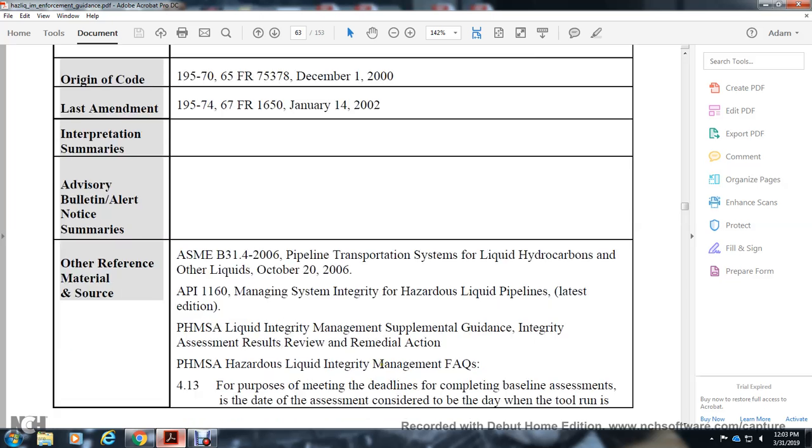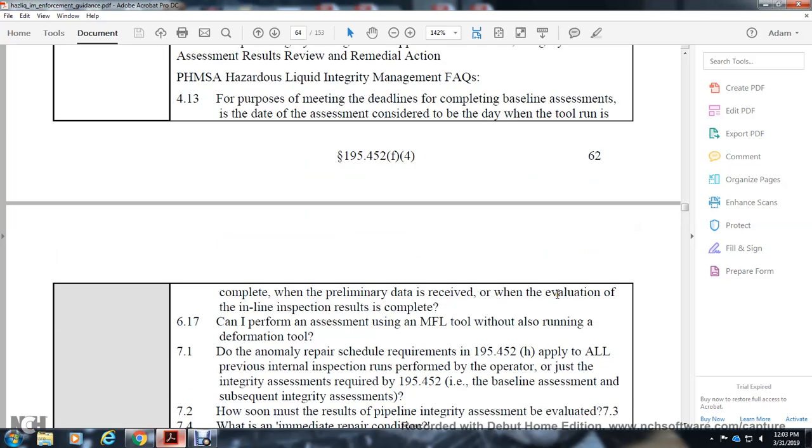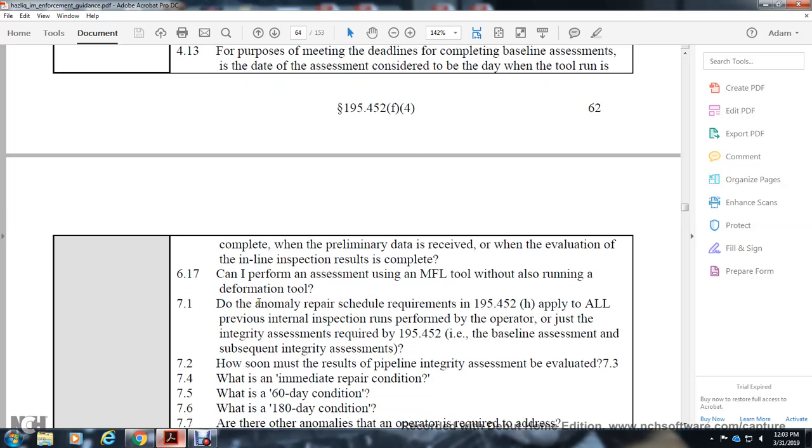PHMSA liquid integrity management frequently asked questions. 4.13: For the meeting of the deadlines for completing the baseline assessment, the day of the assessment is considered the day of the tool run and completion, with the preliminary data received with the evaluation of the line inspection results. 6.17: Perform this in assessment even if the MFL tool they're using is running a deformation tool. 7.1: To do the normal repair schedule, the requirements of 195.452(h) apply to all the previous internal inspection runs performed by the operator, adjusted integrity assessment of the 195.452 baseline assessment and subsequent integrity assessments. 7.2: How soon must the results of the pipeline integrity assessment be evaluated?